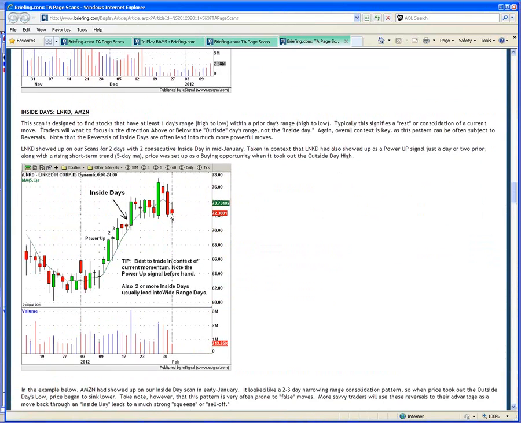Scans. Inside days. LinkedIn. This is a good example here. This was actually coming off a power up move that was signaled by our scans in mid-January. It had an inside day here and two inside days here. And then you had a nice clean breakout above the initial day, and a nice solid rally. It looks like almost 3 or 4 points that you could have jumped aboard.